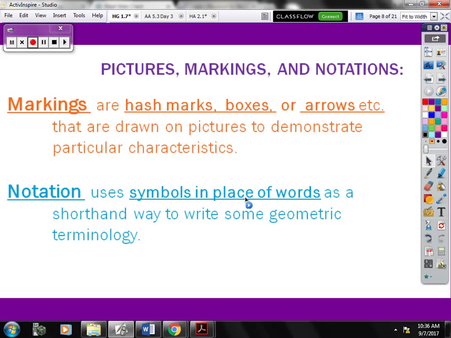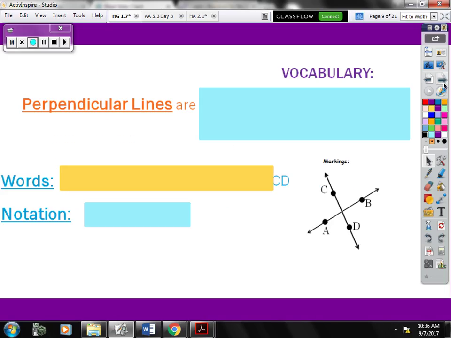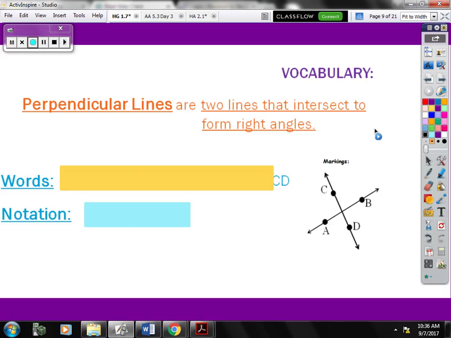All right, so our vocabulary, we have some that we've already seen, but we're going to look again at the markings a little bit more. So we know perpendicular lines are lines that intersect to form right angles. We talked about that yesterday. Two lines that intersect to form right angles.